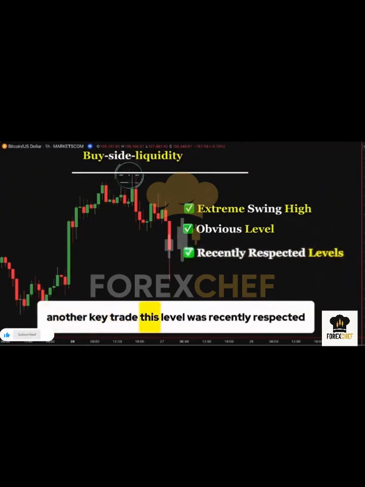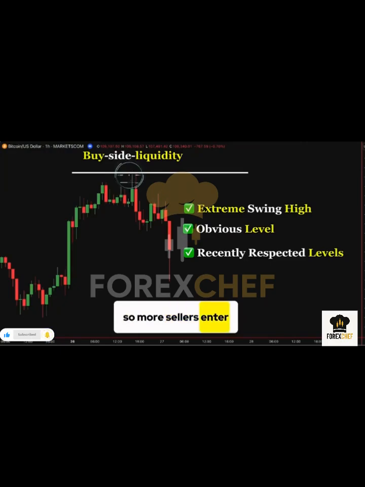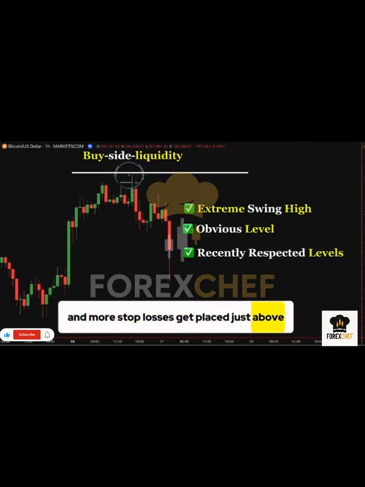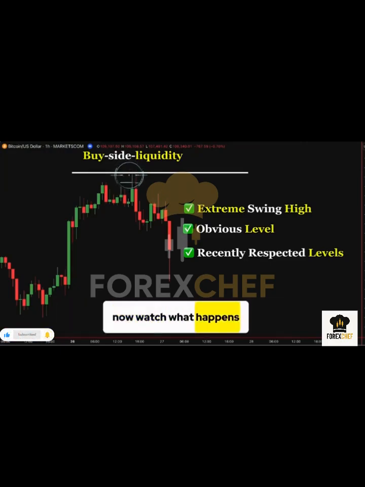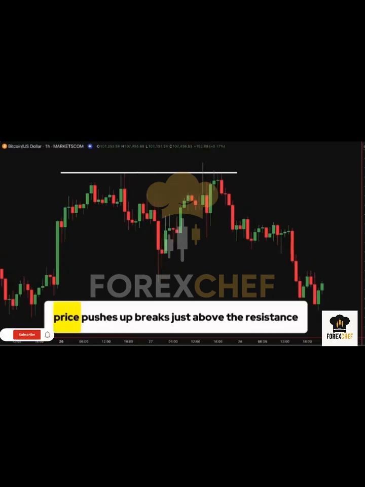Another key trait? This level was recently respected. Price reacted here just a short time ago, which gives traders even more confidence that it'll act as resistance again. So more sellers enter, and more stop losses get placed just above. Now watch what happens. Price pushes up, breaks just above the resistance, sweeps the buy-side liquidity, and then drops sharply.